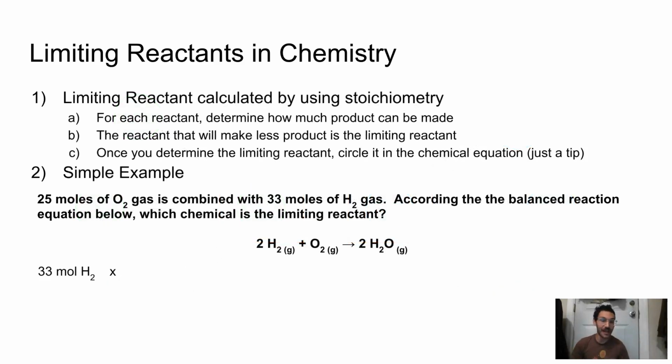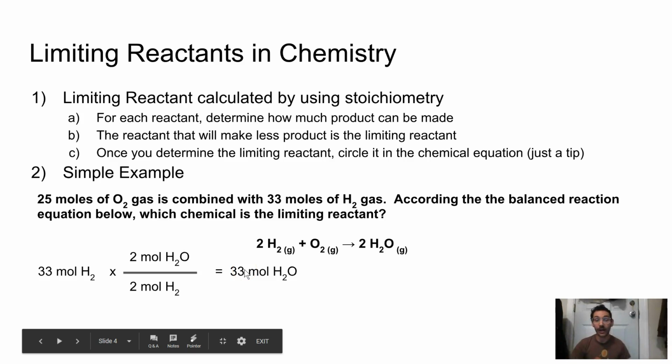So I'll start with the hydrogen. I'll do my dimensional analysis. So 33 moles of hydrogen times, I'm going to need a fraction here to get rid of this, and I'll use my coefficients. So 2 moles of hydrogen gives me 2 moles of water. Boom. Gives me 33 water. 33 moles of hydrogen will allow me to produce 33 moles of water.